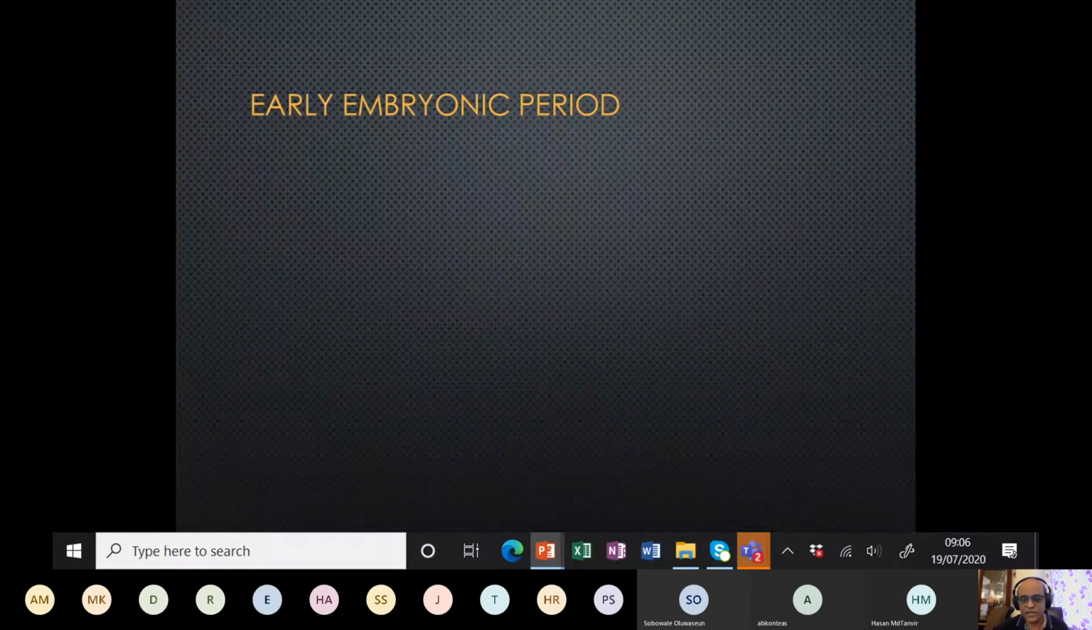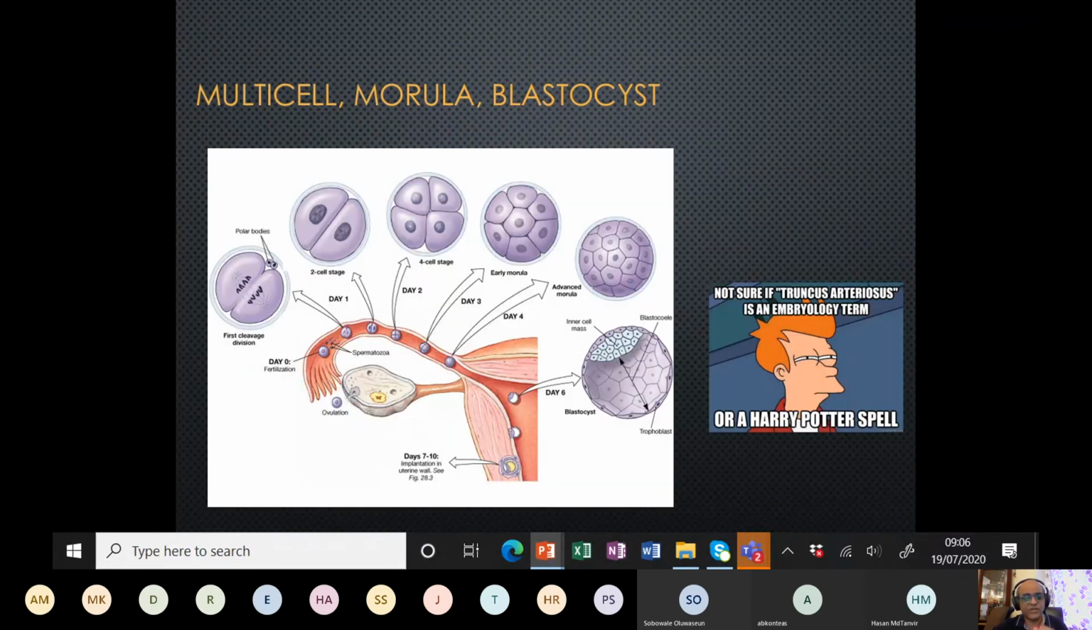Let's start with the early embryonic period. So we know that the story starts during fertilization, and we get the single cell structure which starts dividing very soon within the first few days, and by the 4th or 5th day we reach the stage of morula. The morula is nothing but a 30 cell structure like a bomb, and eventually it is going to implant into the uterus. At the stage of implantation, it is a structure called a blastocyst.